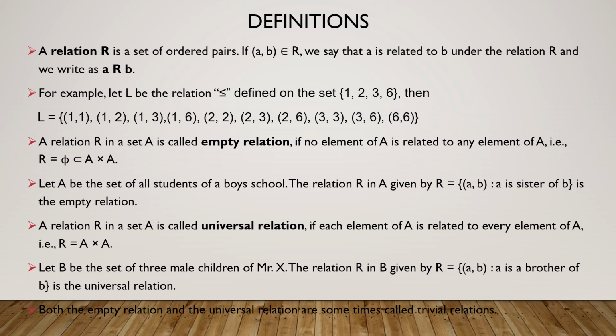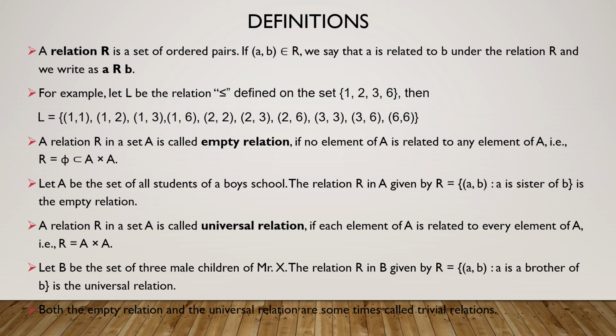Now a relation R is called a universal relation if each element of A is related to every other element of A. For example, let B be the set of 3 male children of Mr. X. Then the relation R defined on B, given by the set of all ordered pairs (a, b) such that a is a brother of b, is a universal relation. Why? Because the 3 children are all male, so each one will be a brother of each other. Both the empty relation and the universal relation are sometimes called trivial relations.